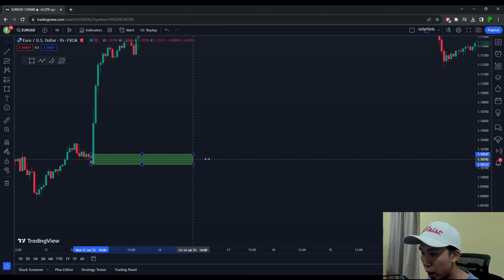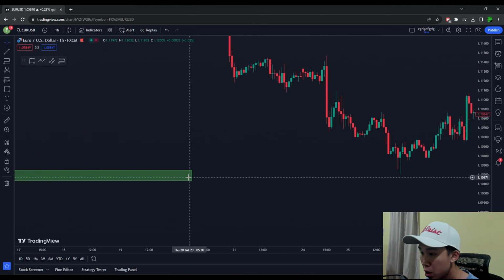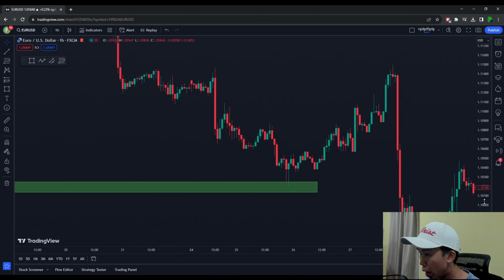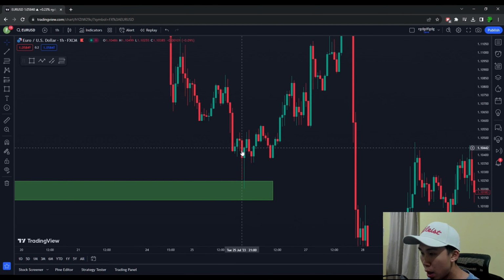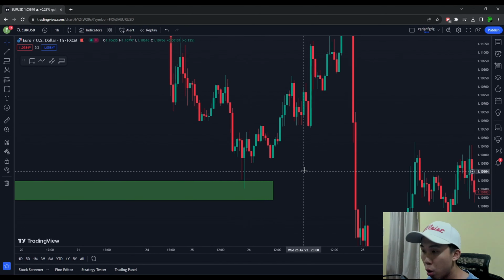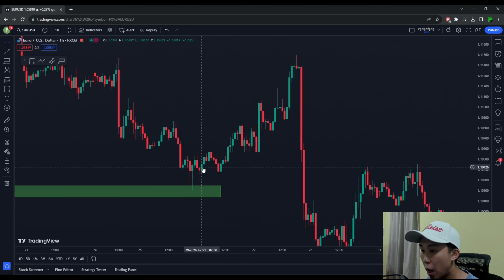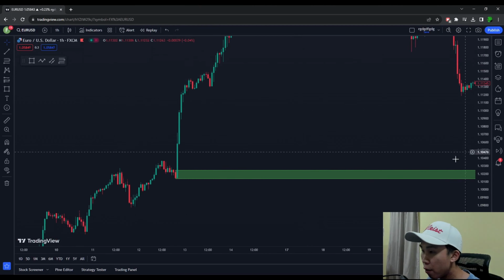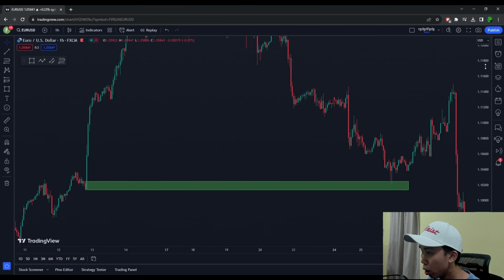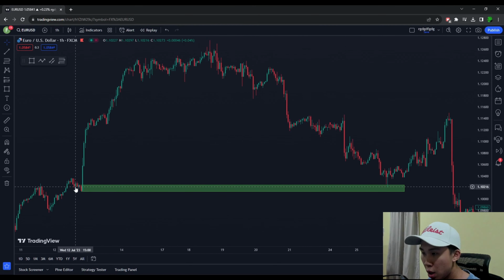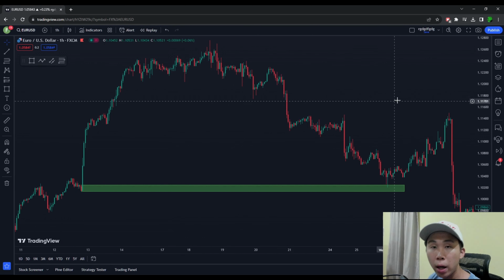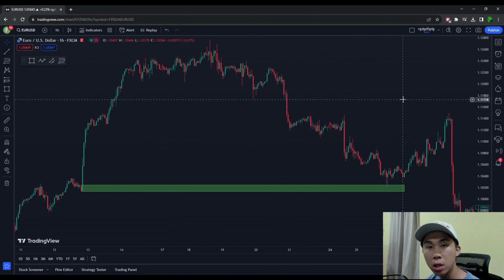Let's try to drag it and see if there are any reactions. Wow, there is. Can everyone see this? Price came back down, tapped into this order block and reversed to the upside. So this is a very good bullish order block. Let me zoom out. You can see price pushed up from this order block, came back down, retested this order block and pushed back up to the upside. So this is how you identify a bullish order block.